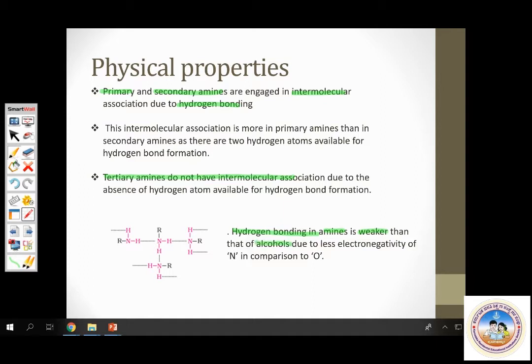Let me write that. Amines have lesser boiling point than alcohols. Amines have lesser boiling point than alcohols of comparable molecular mass. Okay, that's about the important points related to physical properties.